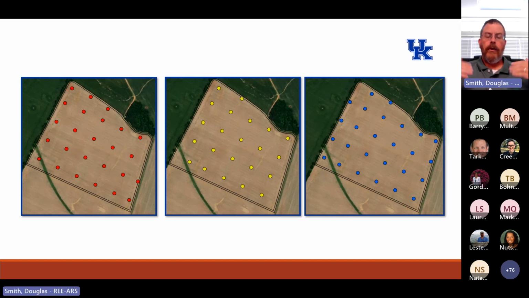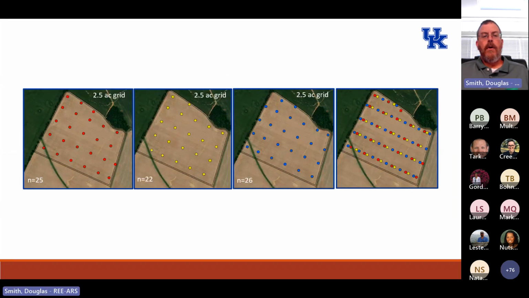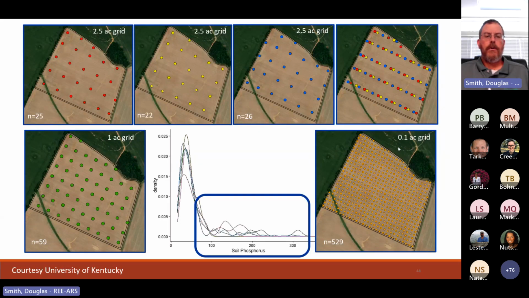So take a step back and look at how these zones or grids are made in order to drive the variable rate technology application of fertilizers. Here they have one field, and they've adjusted the start point of sampling their grid on each field. So they're all on 2.5 acre grids. On the right, you can see stacked together what these grids look like. They've also sampled it on a 1 acre grid as well as a 0.1 acre grid.